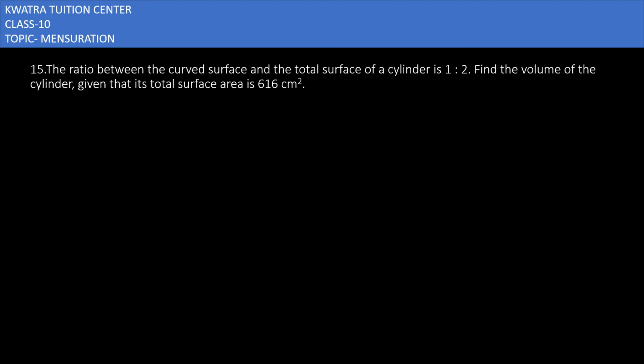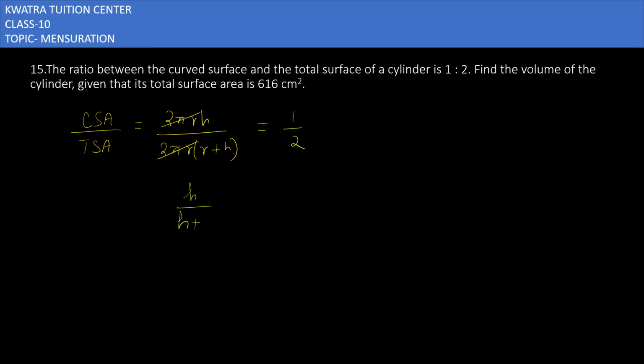It says the ratio between the curved surface and the total surface of a cylinder is 1:2. Find the volume of the cylinder, given that its total surface area is 616 centimeter square. So what will you have? You have CSA and TSA. CSA is equal to 2 pi rh and TSA is equal to 2 pi r (r plus h). The ratio is equal to 1 over 2. You can cancel 2 pi r with 2 pi r. So you are left with h over (h plus r) is equal to 1 by 2.